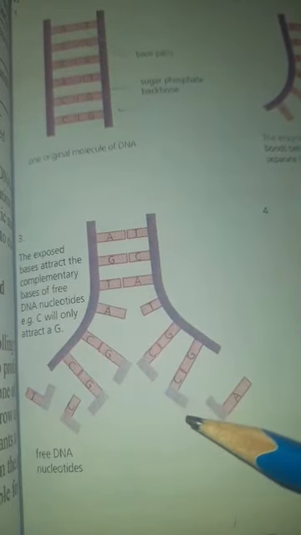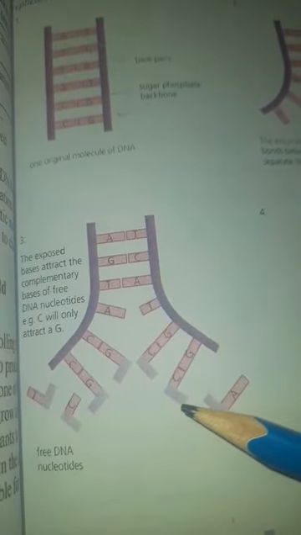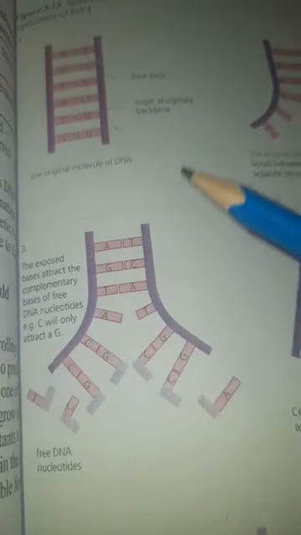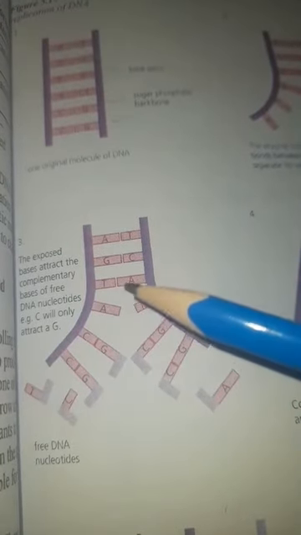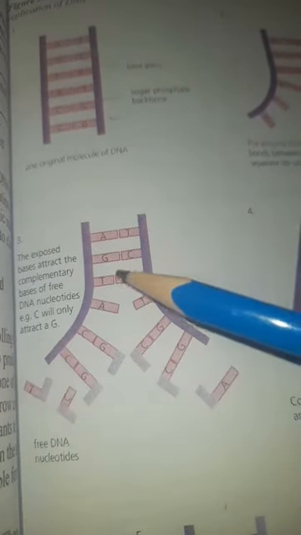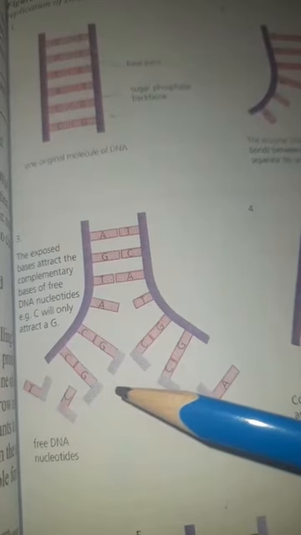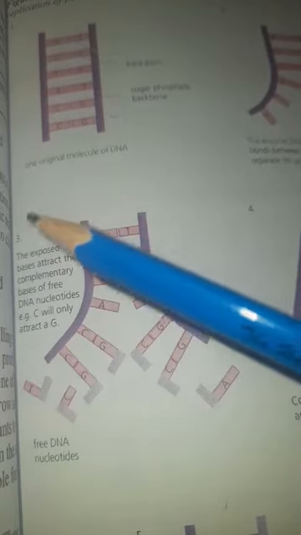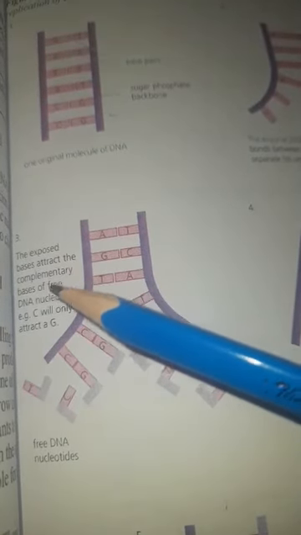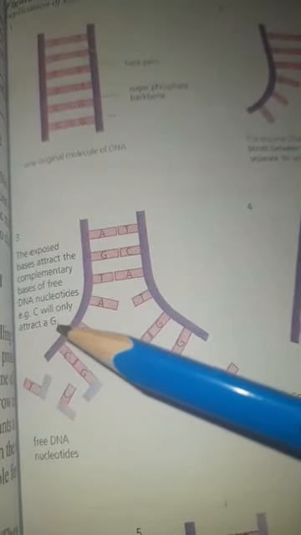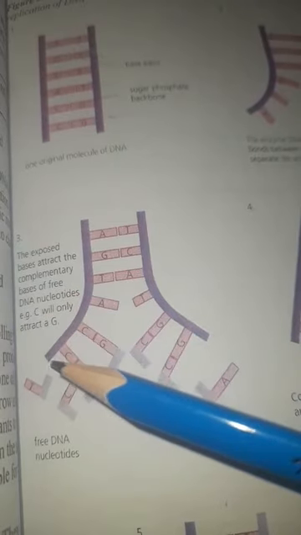Free nucleotides are also present in the nucleus where DNA replication takes place. So when the DNA unzips, the exposed bases of the two strands do base pairing with those free nucleotides. So the exposed bases attract the complementary bases of free DNA nucleotides. Example, C will only attract G, that is cytosine will attract guanine.